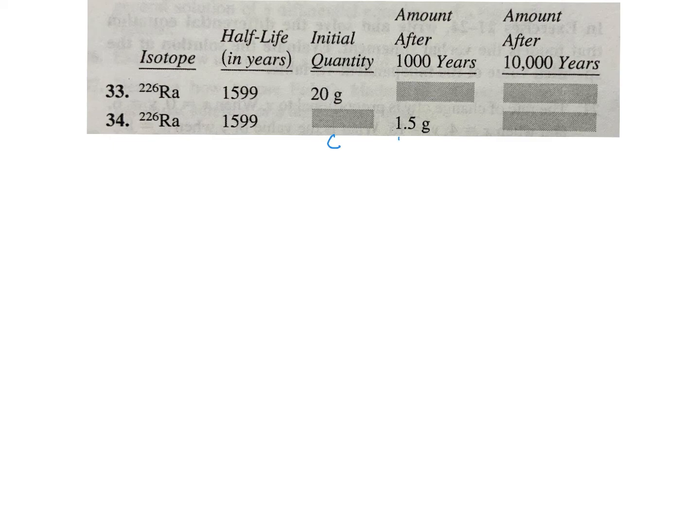And then I kind of like to think of these as ordered pairs. So this ordered pair would end up being 1,000, comma, 1.5. That's kind of what I think of it as. And then the amount after 10,000 years is this 10,000, comma, question mark. So we need to solve for initial quantity and the amount after 10,000. So I'm going to start with the initial quantity.